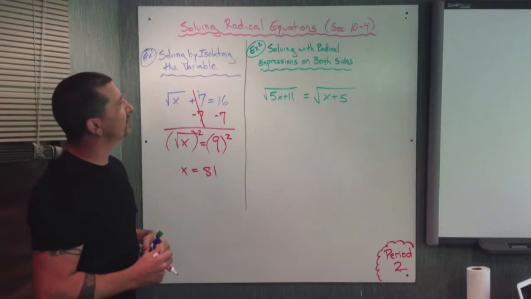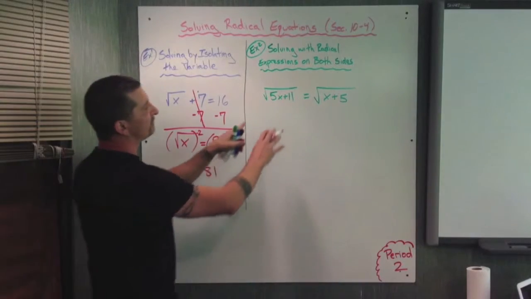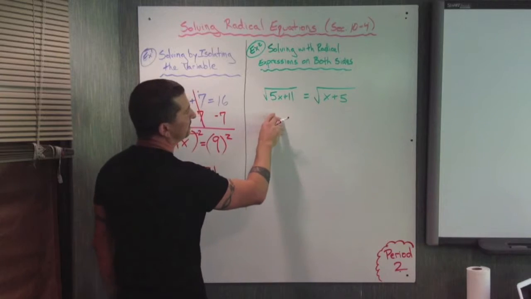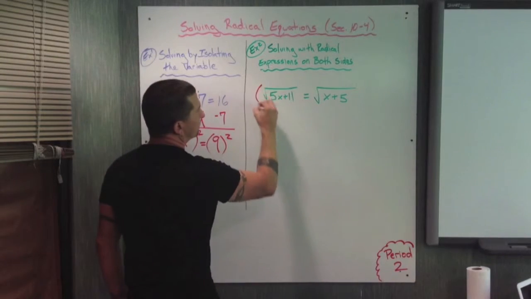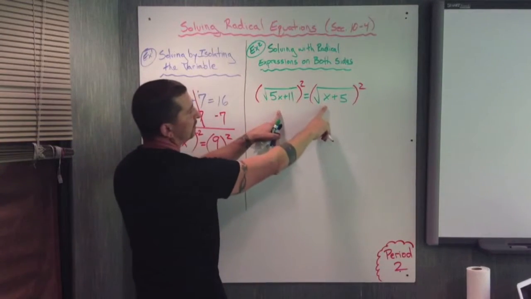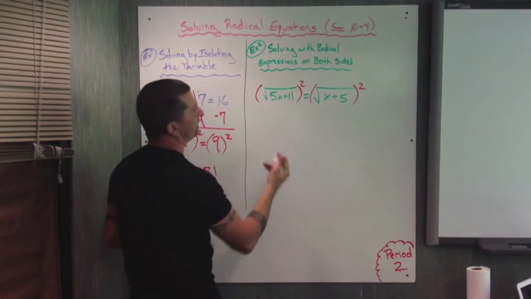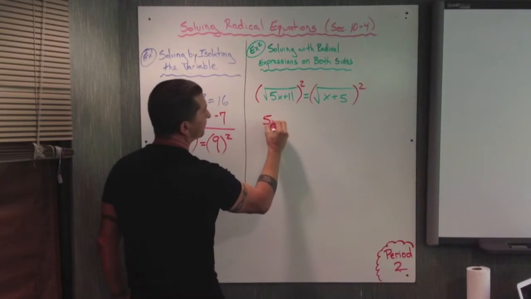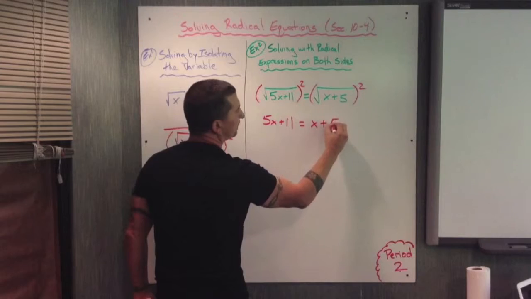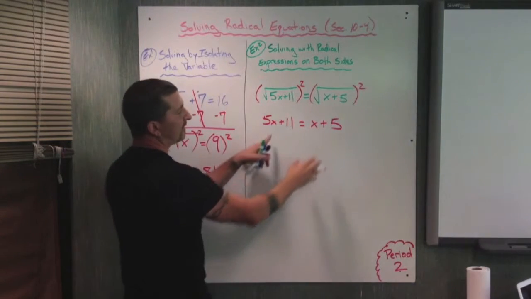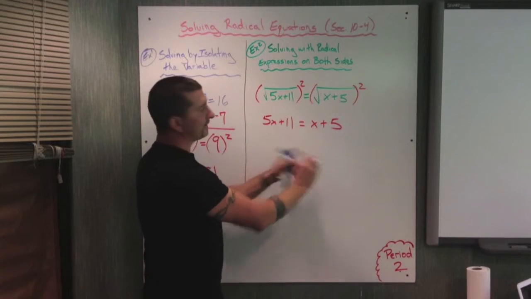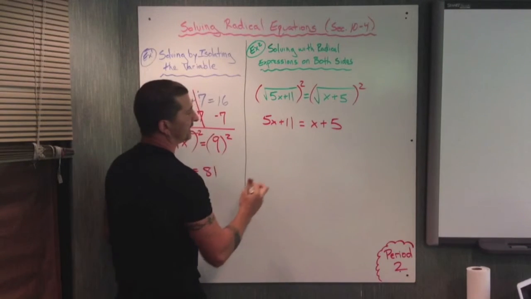In example 2, we're going to be solving with radical expressions on both sides of the equation. This is actually pretty easy because what we're going to do is square both sides. Once we square a square root, the radical sign disappears. So we're left with 5x plus 11 equals x plus 5. Now we just need to get our variables on one side of the equation, get our non-variables on the other side of the equation, and solve for x.